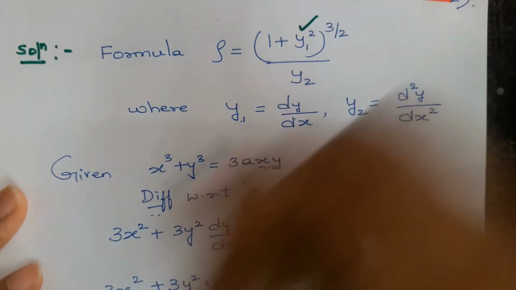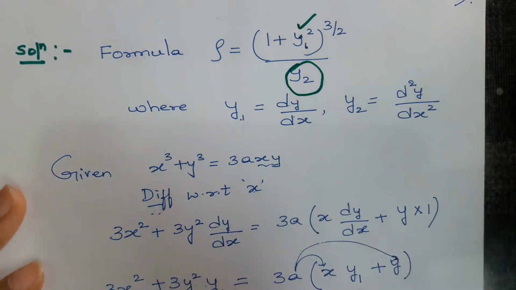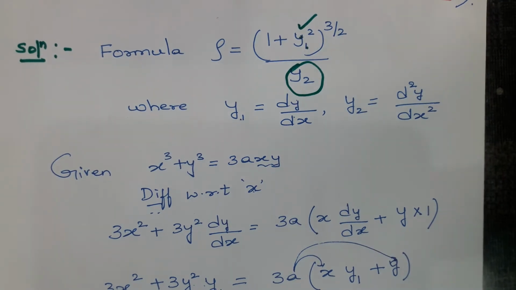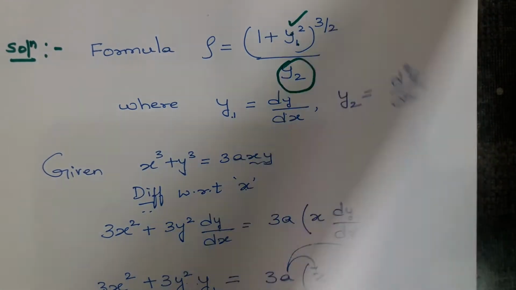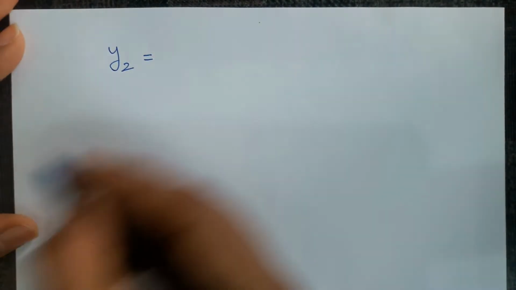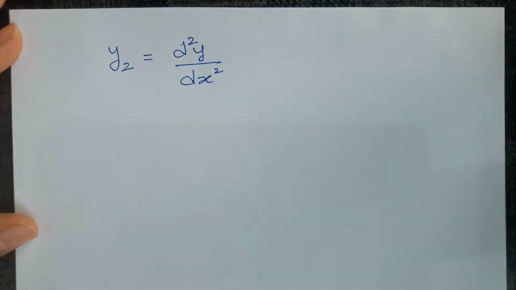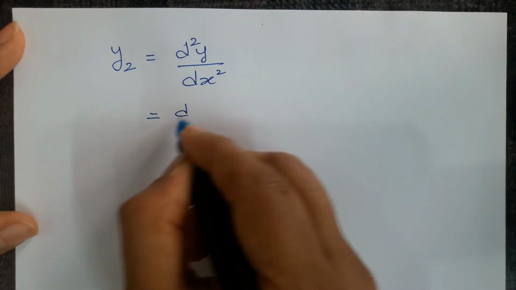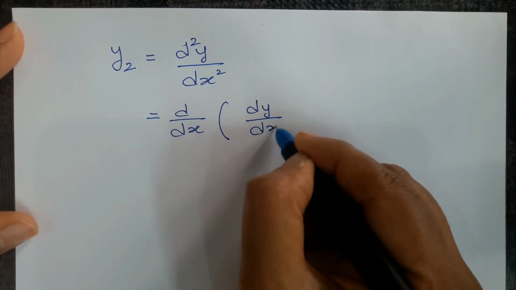Look at the formula. We have got the value of y1. Next I have to find y2. y2 is nothing but d square y by dx square, so we will find y2 now. How will you write this? This is d by dx of dy by dx.